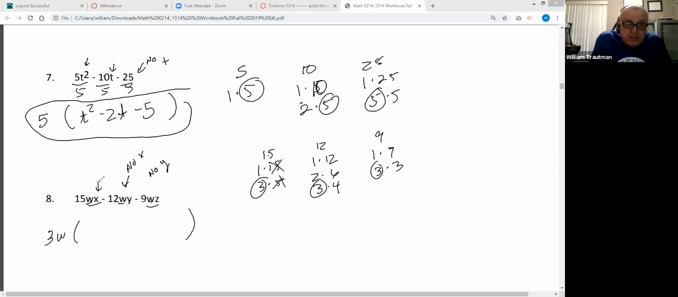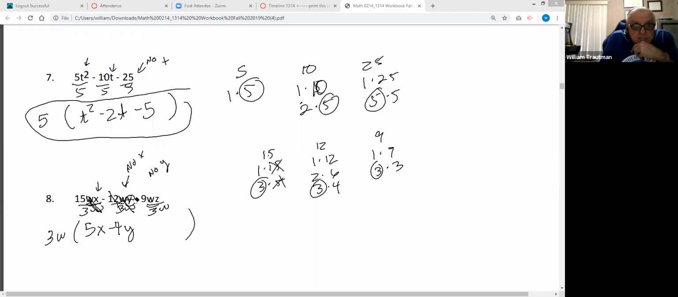The only thing that divides out is 3 and W. So I'm going to divide all 3 of these by 3W. 15 divided by 3 is 5. The W's cancel, and I'm left with X. Negative 12 divided by 3 is a negative 4. The W's cancel, and we're left with a Y.